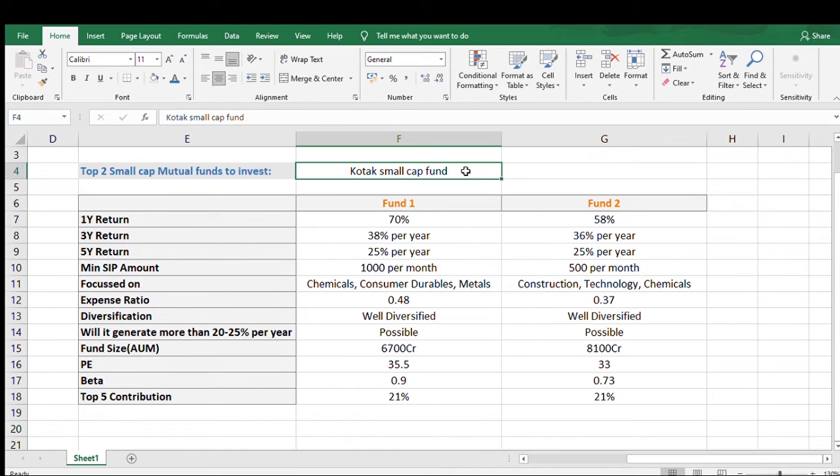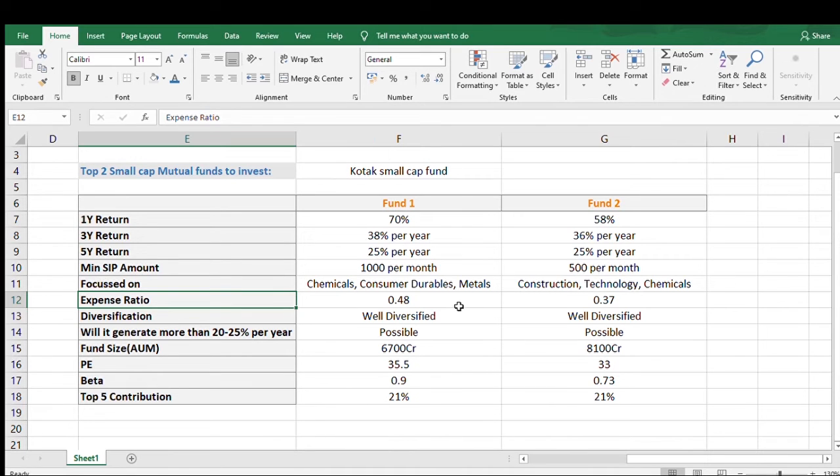So the fund one name is Kotak Small Cap Fund. Coming to the expense ratio, it is the charge that you pay to the mutual fund house. So when you sell your mutual fund holdings, then you have to pay a small commission to them. So 0.48% in fund one, 0.37% in fund two. These are very low. So the lower the expense ratio, the more profit you will get. So 0.48% and 0.37% is very low, and so both these mutual funds offer a very low expense ratio, which is good.